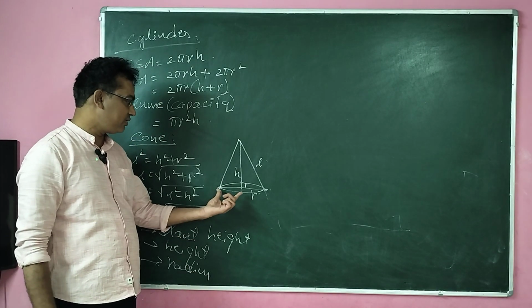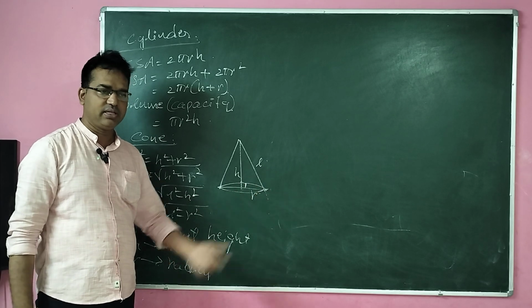And see the board. Always these two parts are equal. If it is not equal, it is not a cone.